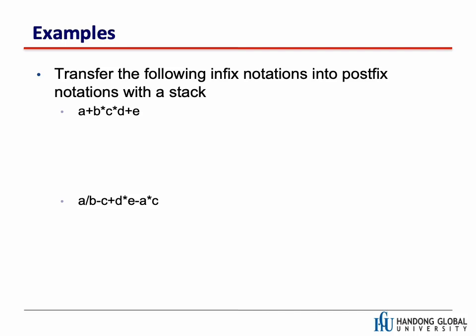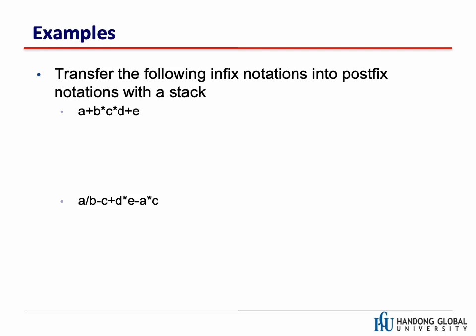So A goes to the output, and then plus will go into the stack, and then B will be in the output, and the star will go into the stack, and C is in the output. The second star is not higher than the star in the stack, so we will pop the star from the stack and print it out. So now we have A, B, C star, and the second star will be pushed into the stack. And then we print D, and we have a plus, and plus is not higher, so we pop the star. So we print out A, B, C star, D star.